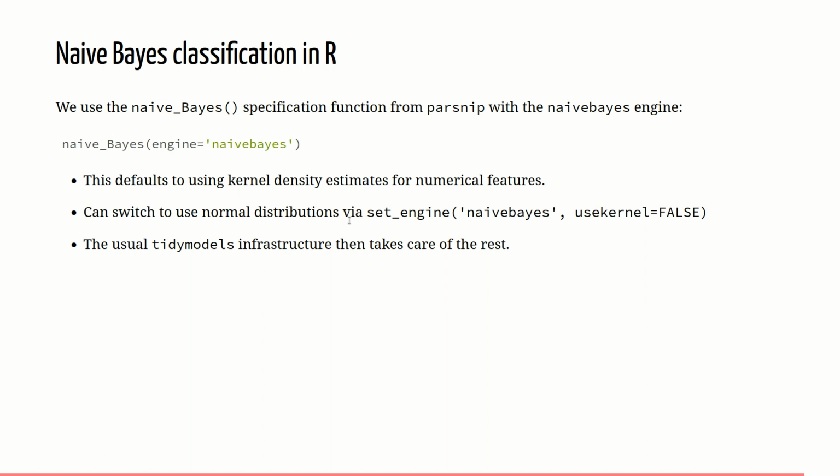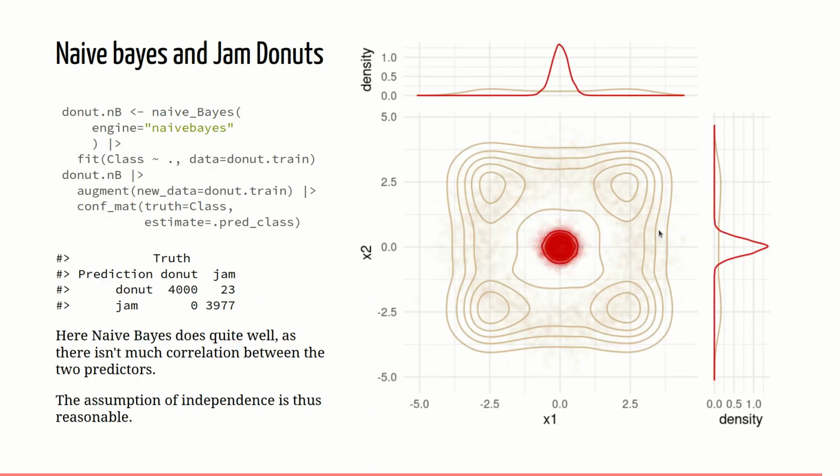It's not actually too bad to use KDEs because they're only one-dimensional KDEs, so as long as you've got kind of 100 data points in each class, you're going to estimate them really well anyway. So there's not really any benefit in switching to an even smaller number of parameters to estimate using a normal distribution. And then, of course, everything else is the same because that's what tidymodels does. So let's have a look and see how well we do for the jam donuts case.